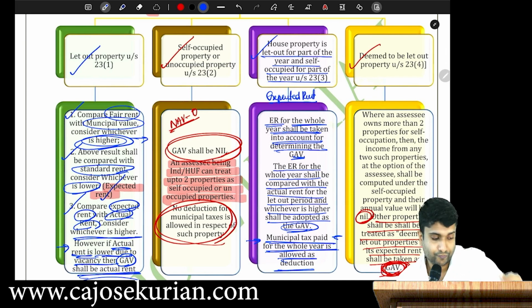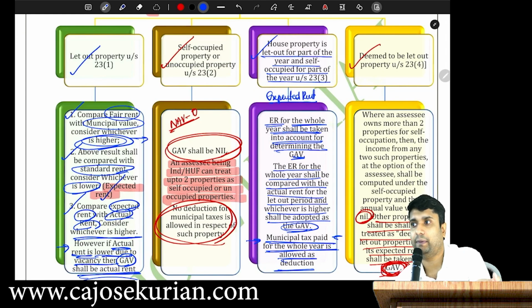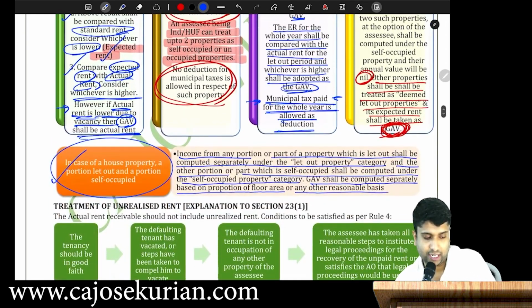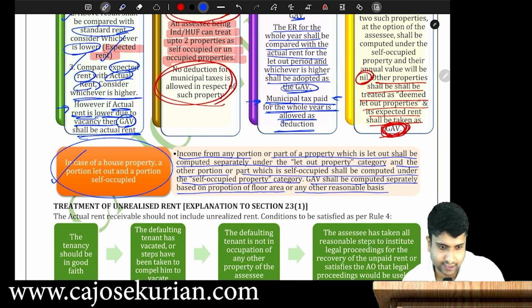Second last type, that is deemed let out property. How do you value? Deemed let out property: expected rent shall be the GAV. And what is the last type of property? A portion let out and a portion self-occupied. Proportionate everything based on the floor area or any other reasonable basis. That's what they are saying. I hope it is clear. Is municipal tax deduction allowed for the 5th category? Proportionately, yes.